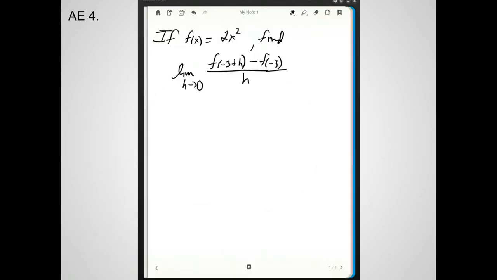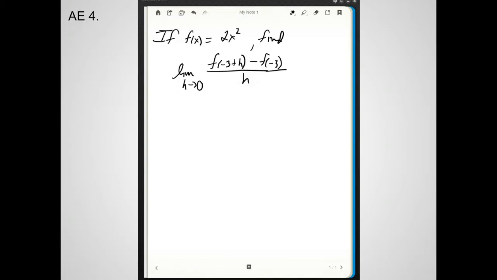So what we're going to do is look at this particular example, which I'll bring up in just a bit. All right, so let's bring up this example now. If f of x is equal to 2x squared, find that limit. The limit we're finding is of a rational function. It's a function of h. The independent variable is h. And I just want to point out to you, if we plug in 0 now, we're going to get f of negative 3 minus f of negative 3 over 0.